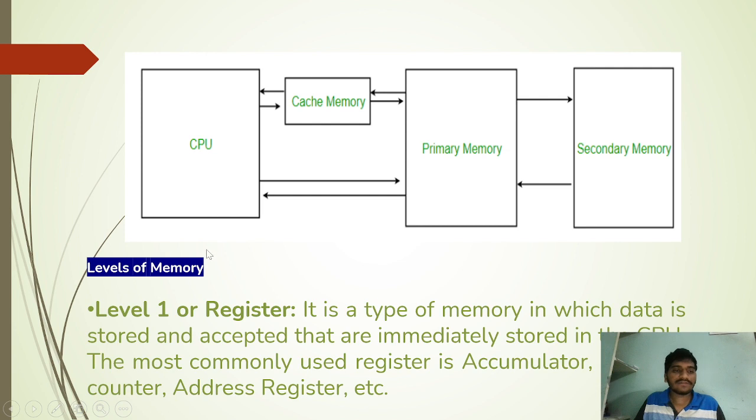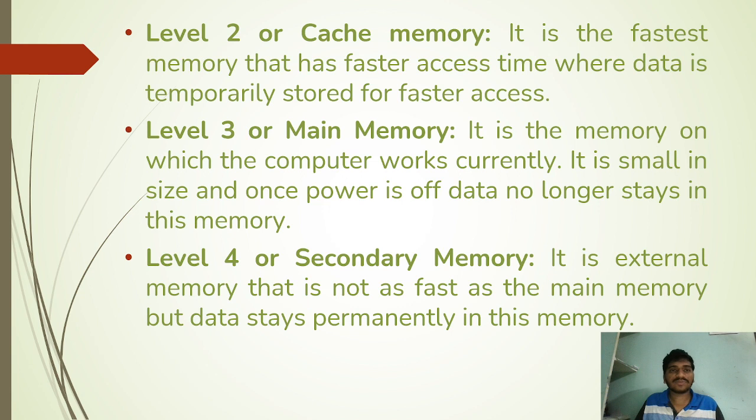Now looking at the levels of memory. Level one is the register. It is a type of memory in which data is stored and accepted that are immediately stored in the CPU. The most commonly used registers are the accumulator, program counter, and address register. The next, level two, is the cache memory. It is the fastest memory, with faster access time, where data is temporarily stored for faster access.